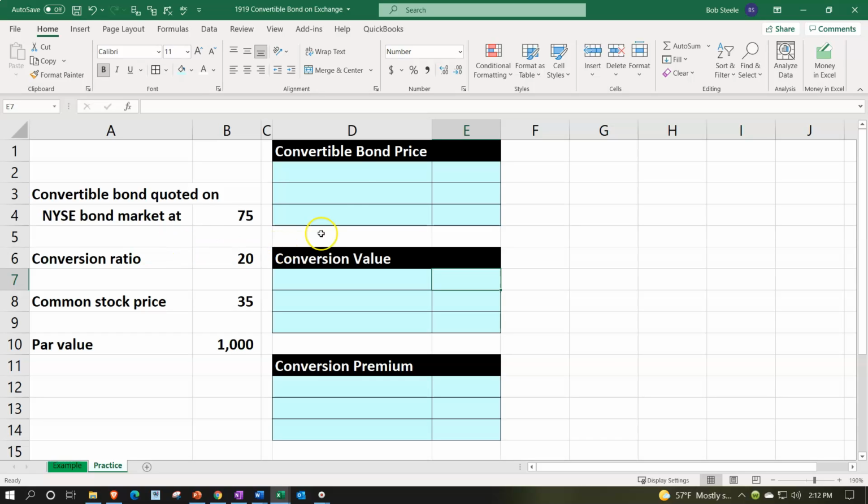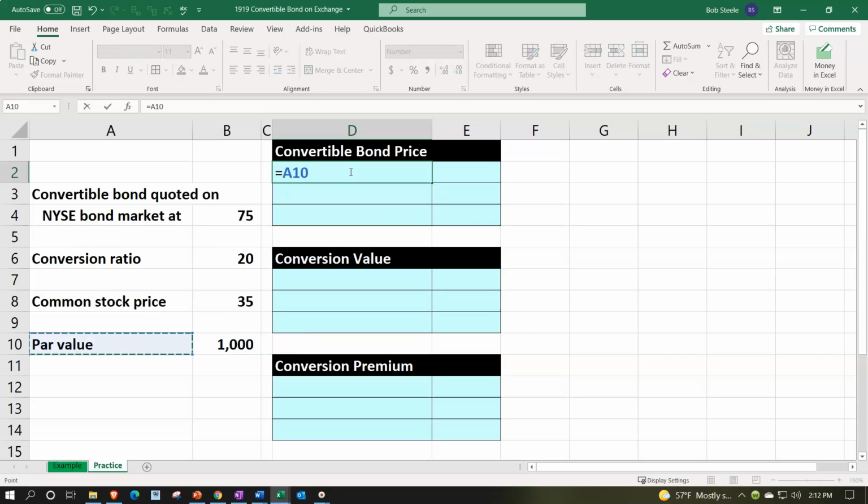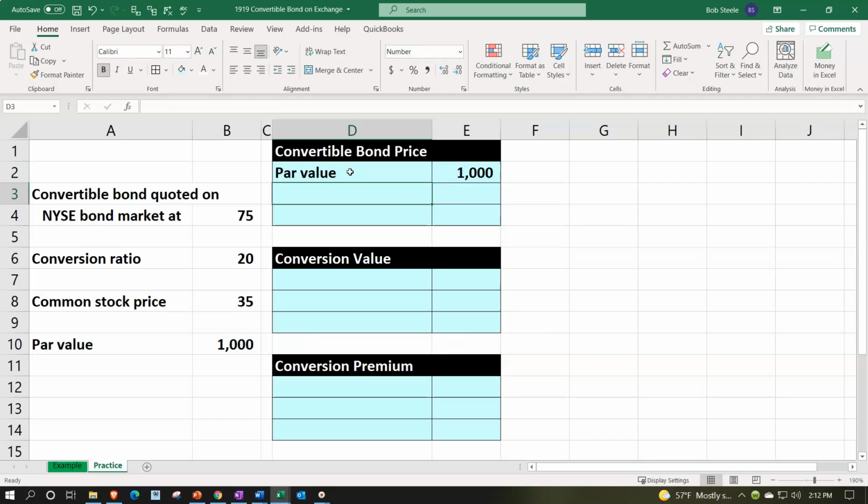Let's take a look at the convertible bond price then, which is simply going to be the par value of the $1,000, and then we're going to multiply that times the quoted bond price. So I'm just going to call it the quote bond price, which is the 75, which basically means 75% or 0.75 of the par value of the 1,000. So we just kind of have to know that. If it was 80, it would be 80%, and so on and so forth. If it was 105, it'd be 105%, in that case issuing at a premium instead of a discount.